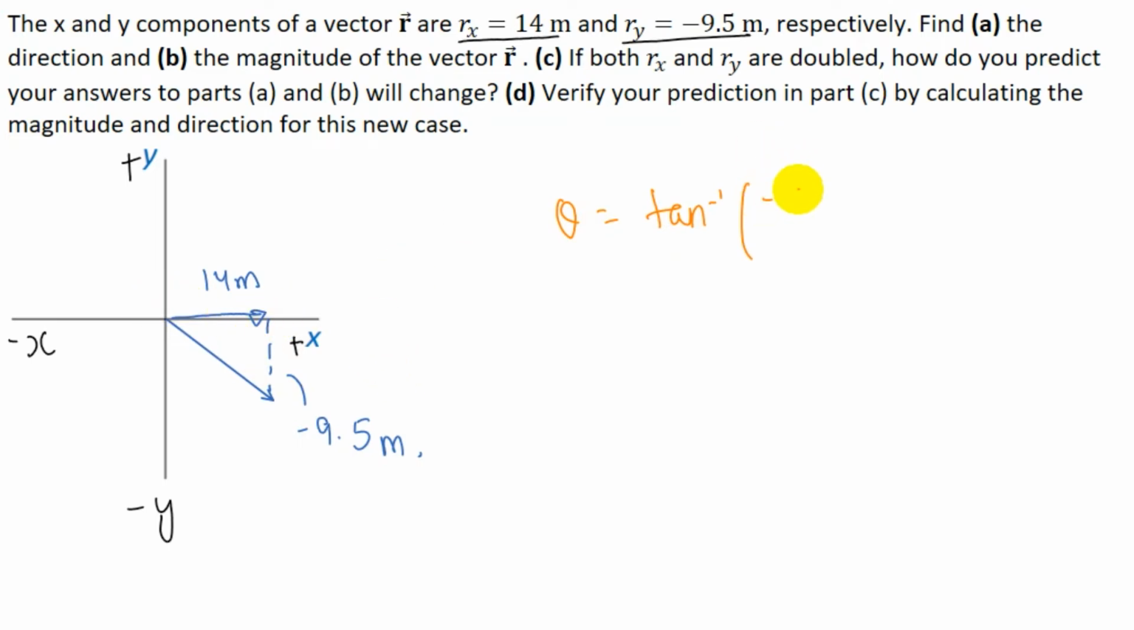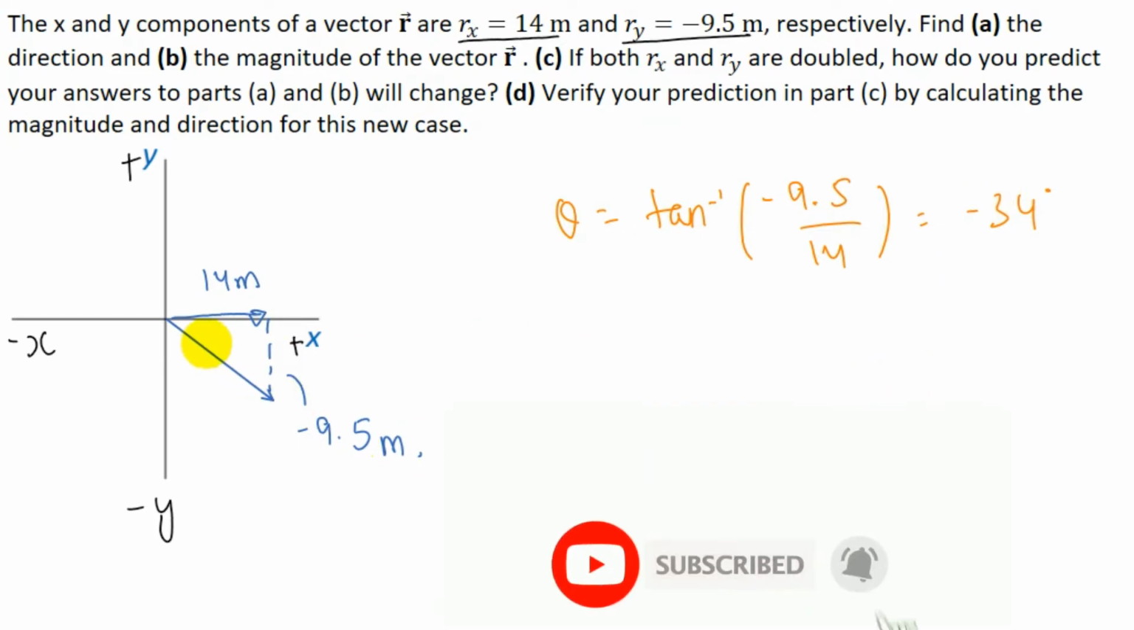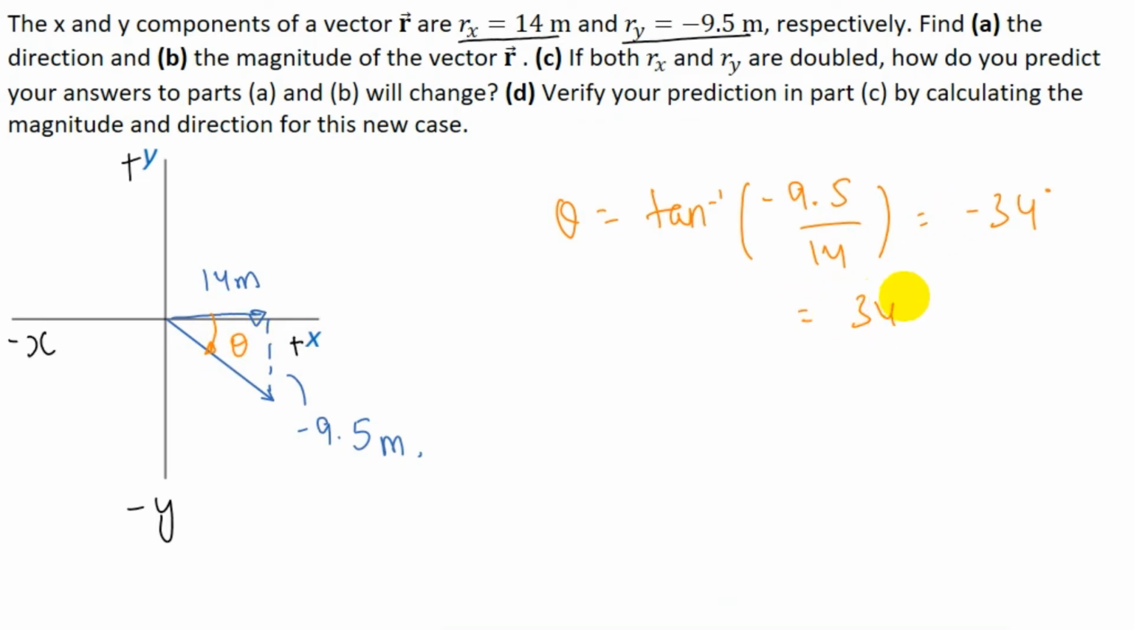Y component we have minus 9.5 and x component is 14, so this comes out to be minus 34 degree. Now what this minus sign indicates is that this angle theta is below the x-axis, so we can write this is 34 degree below x-axis.